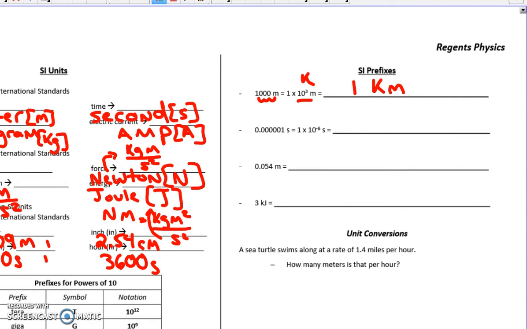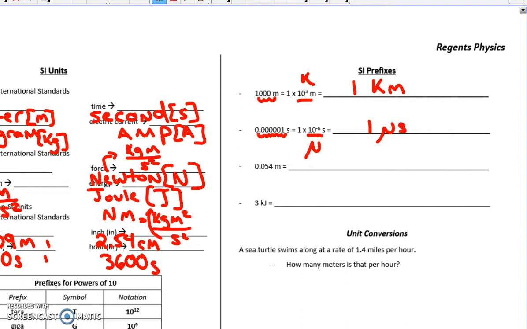Okay, likewise, 1, 2, 3, 4, 5, 6. I could write this in scientific notation as 1 times 10 to the minus 6, because it's less than 1. And if I look up on that chart, I can look up 10 to the minus 6. It stands for micro. Micro has the Greek letter mu. Okay, so I could write this as 1 microsecond.